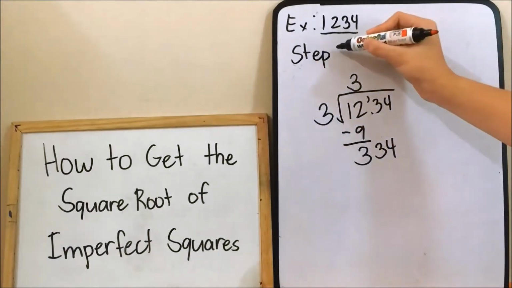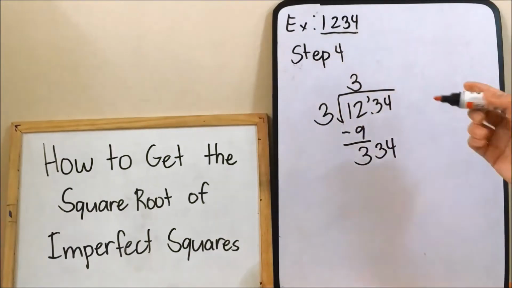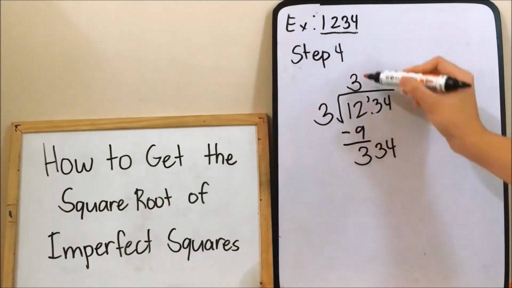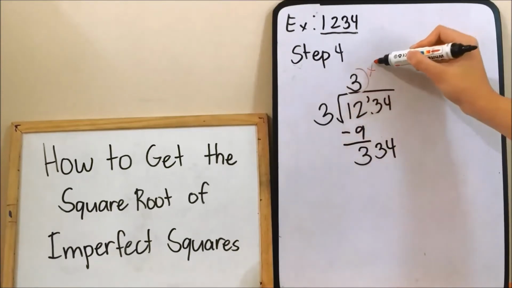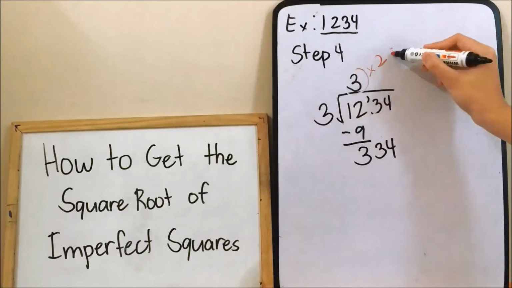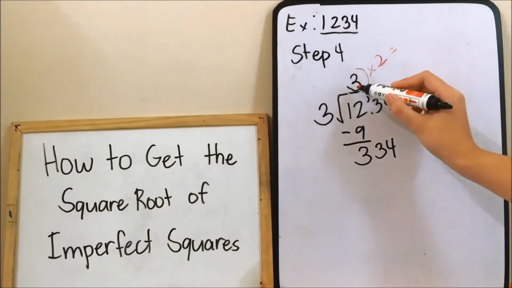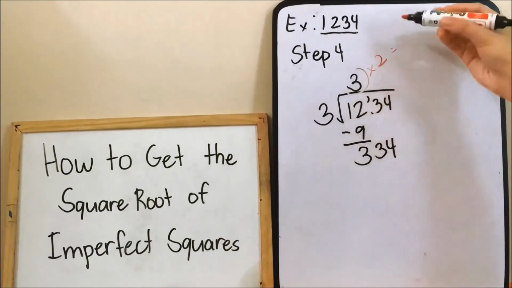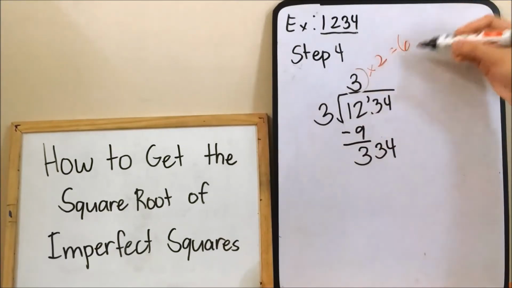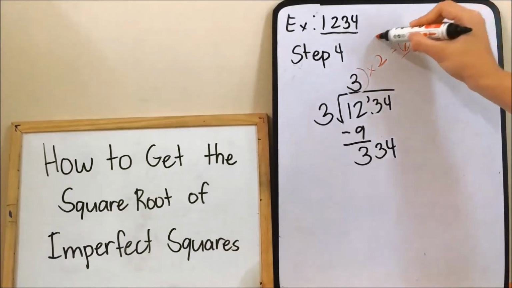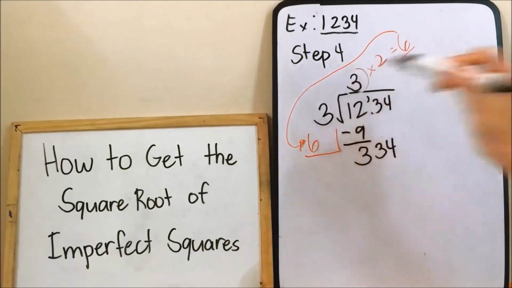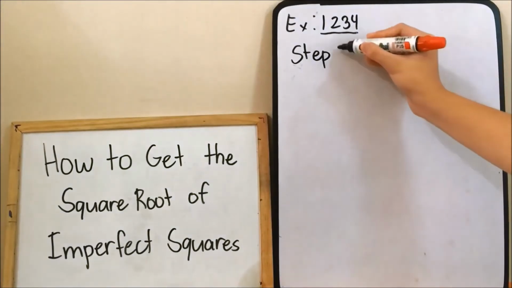Step number 4. We will multiply the square root of the first pair by 2. Multiplying the square root of the first pair by 2 is a general rule to getting the square root. So 3 times 2 is equal to 6. We will put this over here. Step number 5.